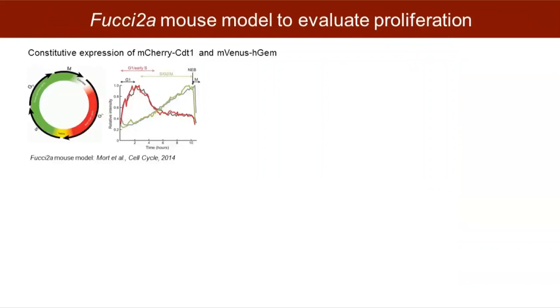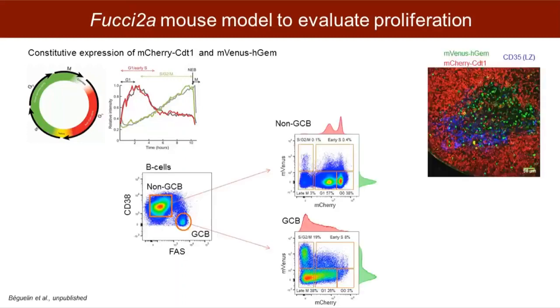We used the FUCCI2A strain that encodes probes that fluoresce red during G1 because it's mCherry, and green during S, G2, M phases because it's Venus. This allows the study of the cell cycle dynamics. We determined the gating strategy of the different phases of the cell cycle in Venus versus Cherry flow plots based on the germinal center B cells and naive non-germinal center B cells.